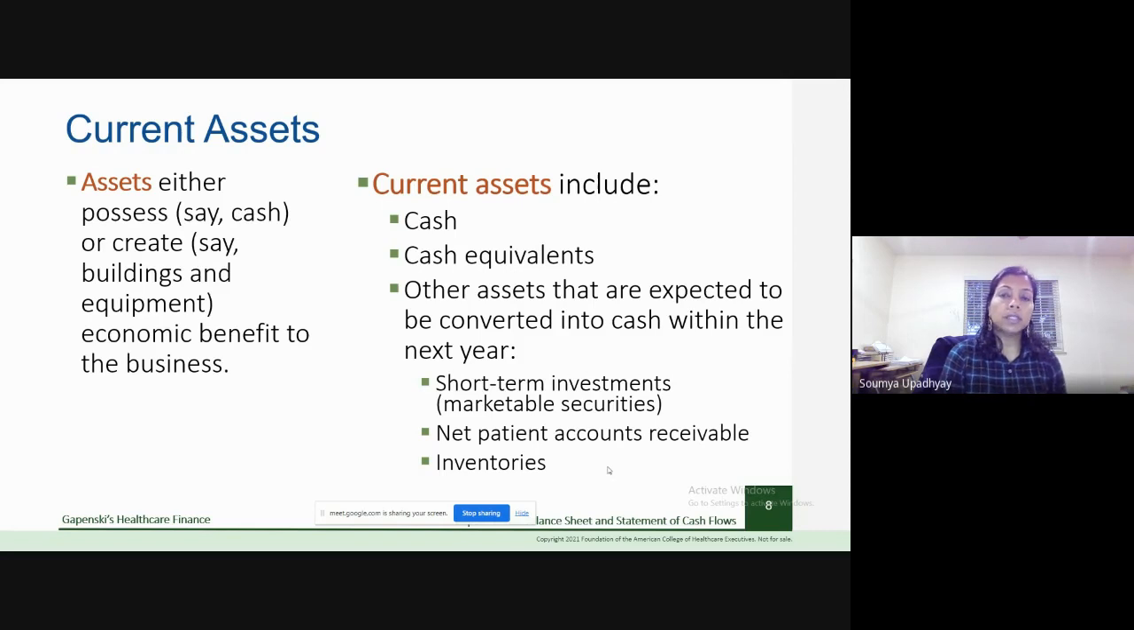So these are some types of current assets: cash equivalents, and other assets that are expected to be converted into cash within 1 year, such as securities, like I said earlier, like bills and notes, which last for 4 weeks or 60 days or 90 days at the maximum, and then patients' accounts receivable and inventories.